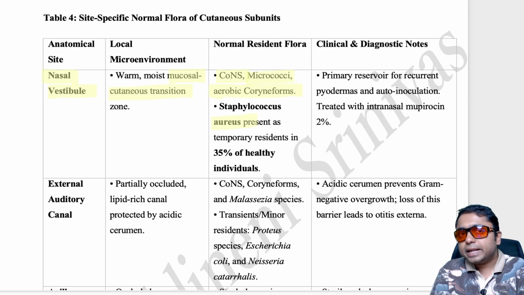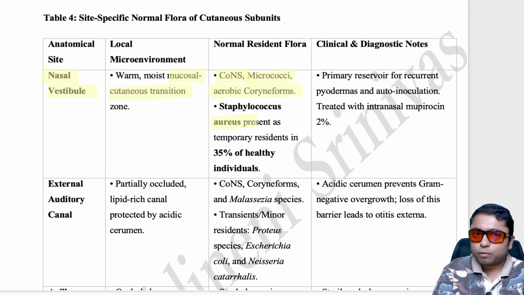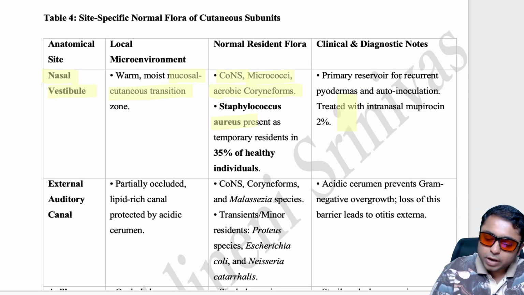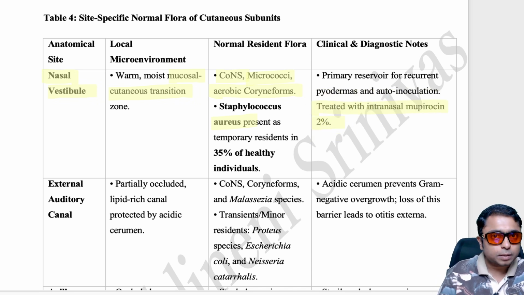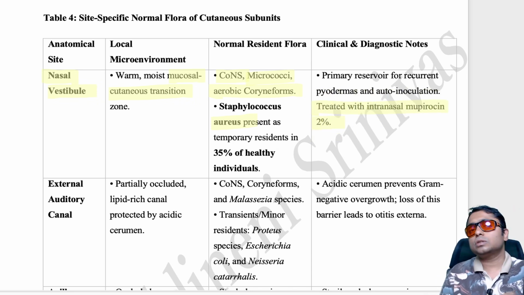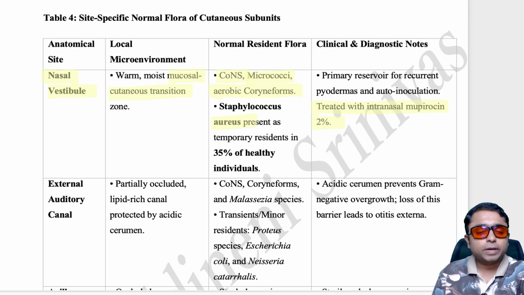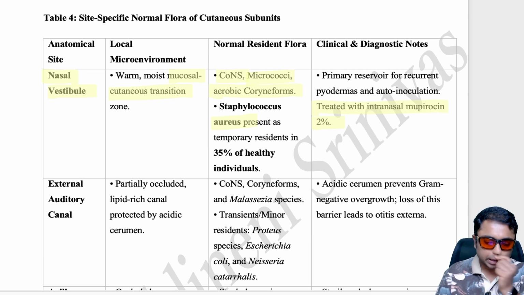And this is the very reason for, like I have already told you, recurrent furunculosis. So we are going to treat these areas with intranasal mupirocin, 2% mupirocin, for a prolonged period of time, so that we are going to take care of these staphylococcus, which could be a pathogenic organism, right?